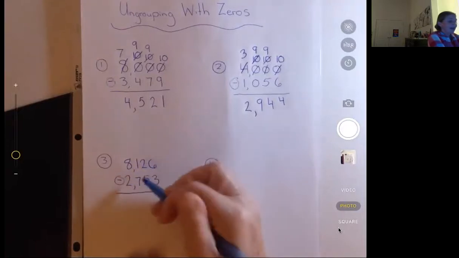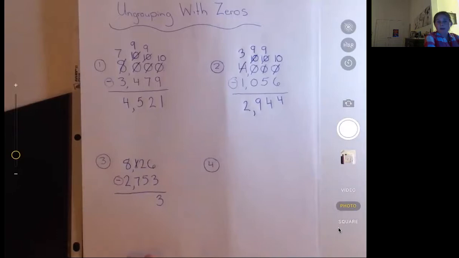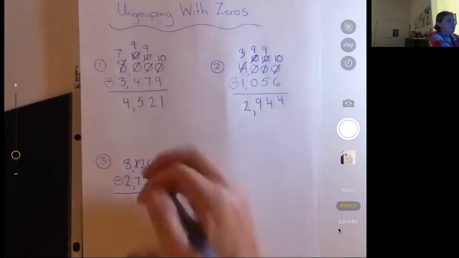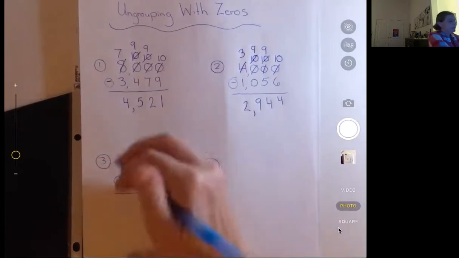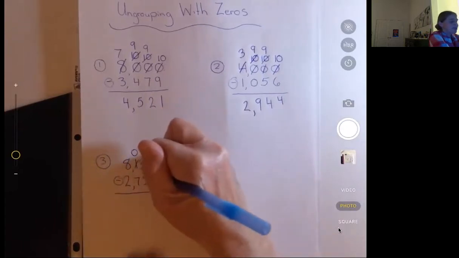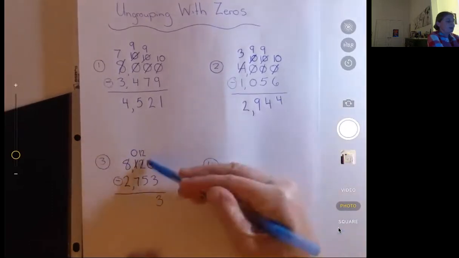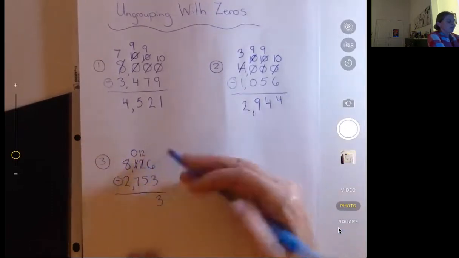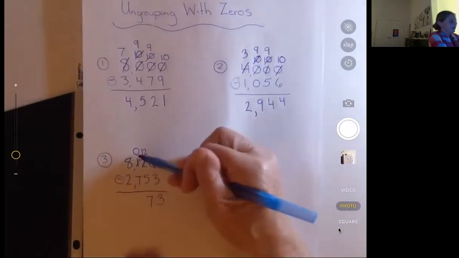My neighbor does have 1, so I'm going to take it. I'll ungroup by crossing it off, and if I take that 1 away, the 1 turns into a 0. But I'm giving 10 to the 2, so 10 plus 2 is 12. Now I can do this math. 12 minus 5 is 7. Moving on, the hundreds place.